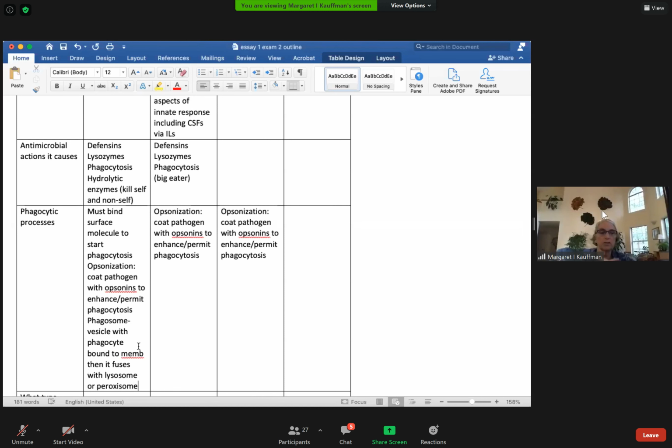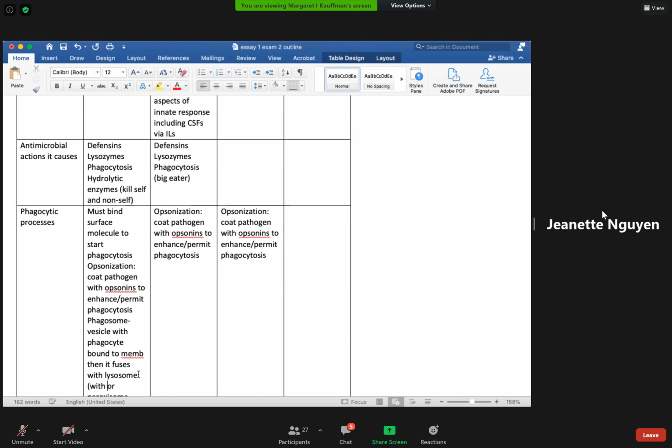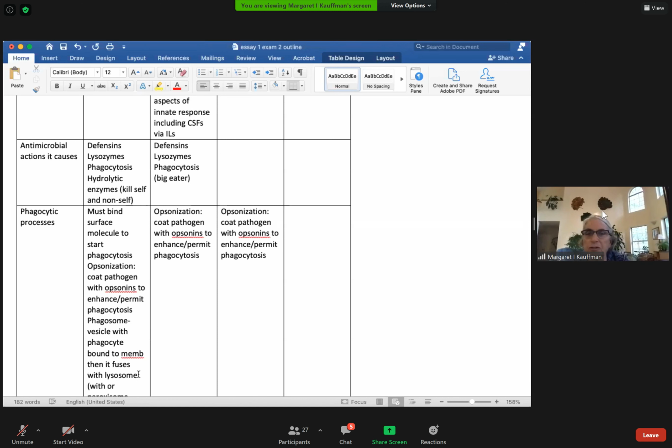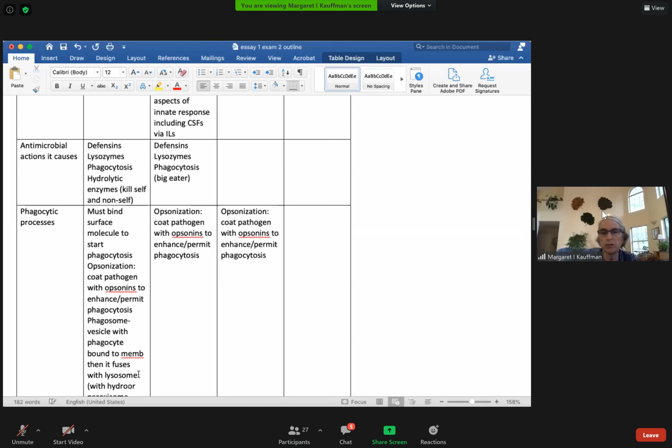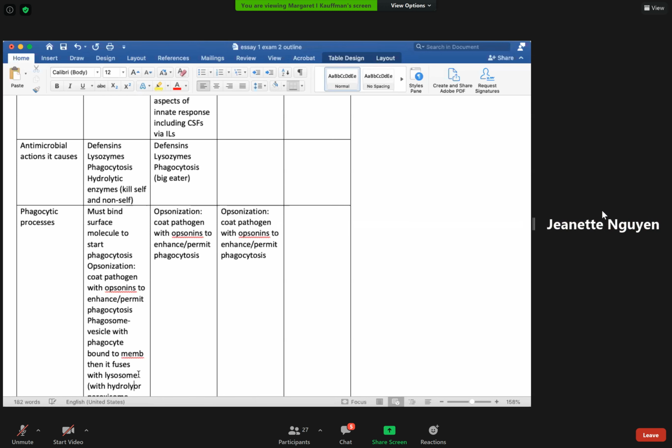Okay, great. So lysosome, what do lysosomes have inside them? You may have said it. The lysosomal enzymes will digest the particles. They're hydrolytic enzymes, so they're proteases and lipases and things. Hydrolytic enzymes.